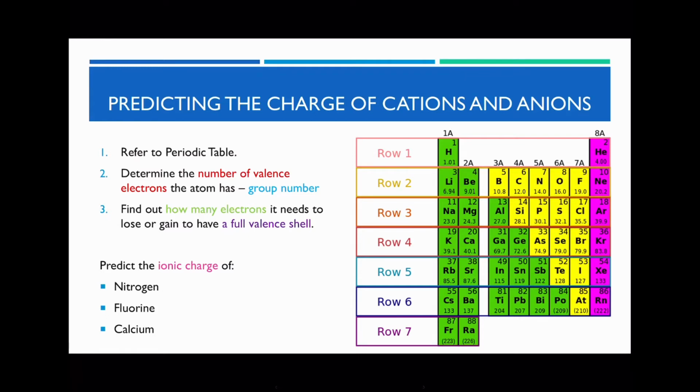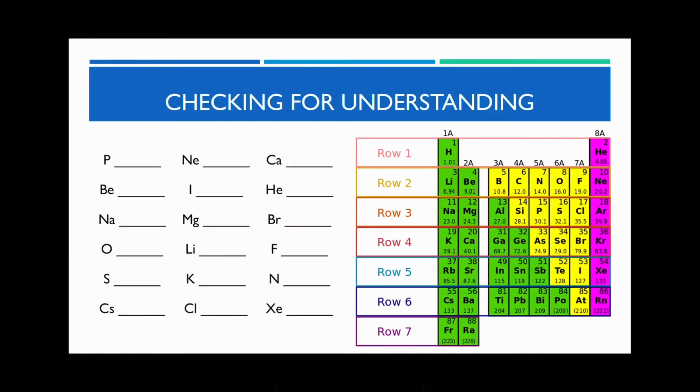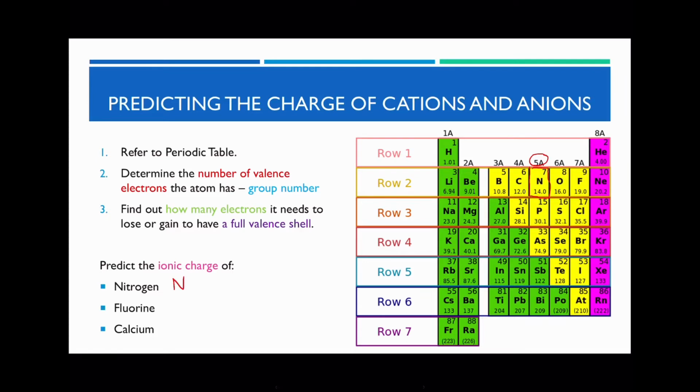So let's look at the first example, where we're going to predict the ionic charge of nitrogen. Nitrogen is over here. It is in group number 5. To have a complete outer shell, it needs to have 8 electrons. Since it has 5 valence electrons, it's more likely for nitrogen to gain an extra 3 electrons than lose 5 electrons in order to have a complete outer shell. So nitrogen is going to gain 3. By gaining 3 electrons, it's going to have a net charge of 3 negative, because you're gaining electrons and so have a negative charge.